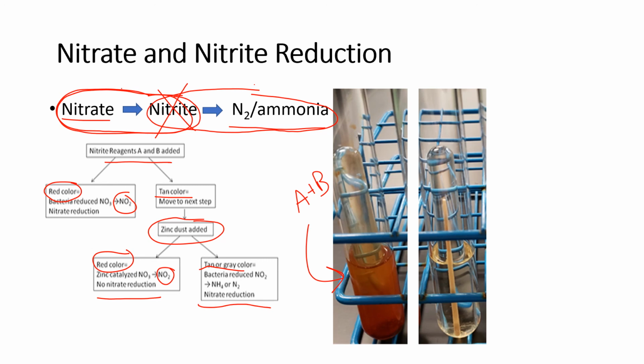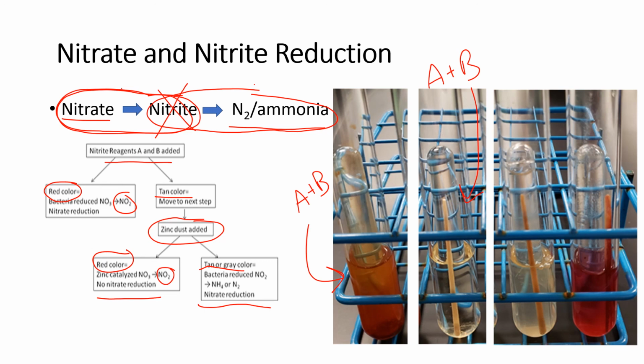On another tube, you add reagents A and B, and it remains beige in color. Then that means you need to add the zinc dust to see what happens. So what that means is that there is no nitrite in that tube. So after you add the zinc dust, it will either remain beige. If it remains beige, then that means there was no nitrate present, which means that both reactions occurred.